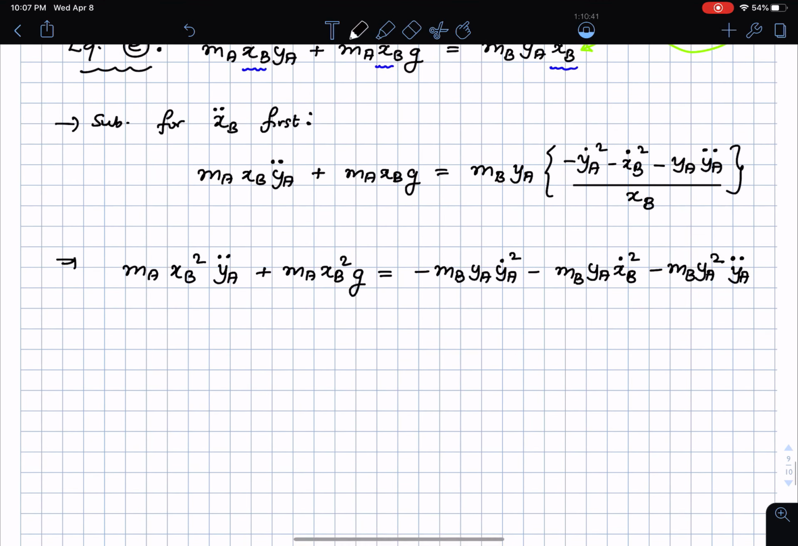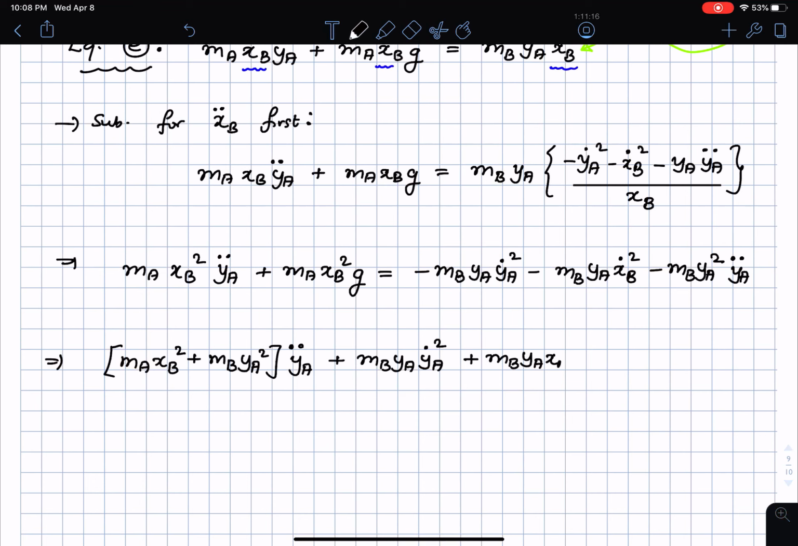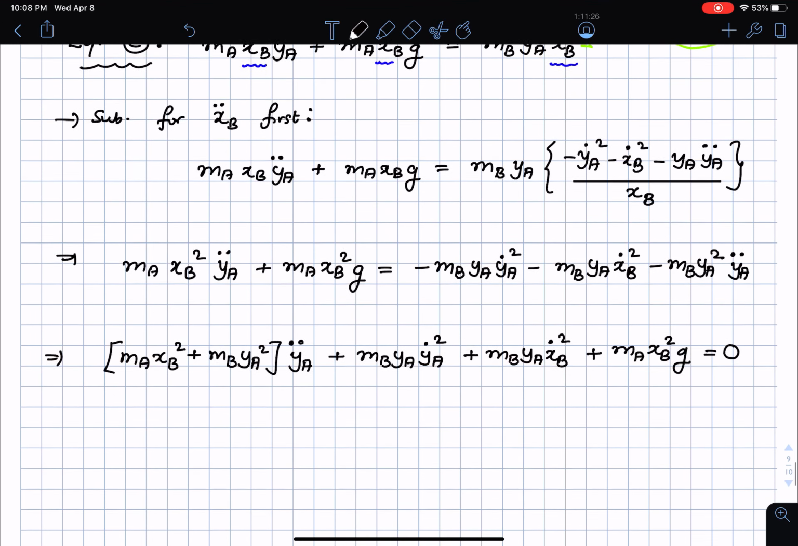Which means if I bring everything onto the left hand side, I get the following. This is going to be ma xb square plus mb ya square, times ya double dot. Then I'm going to have two more terms: mb ya dot square, then mb ya xb dot square, plus ma xb square g is equal to 0.